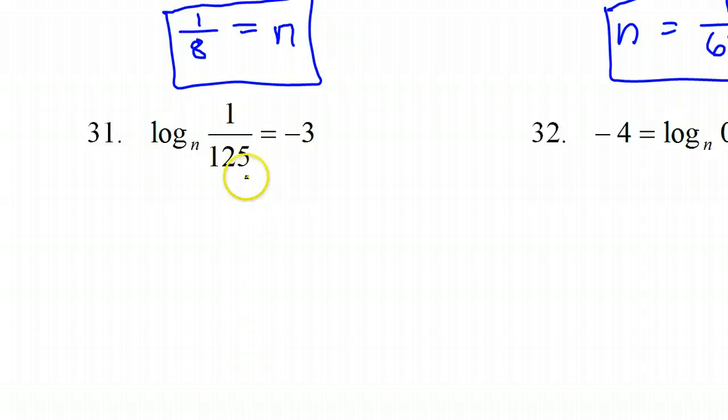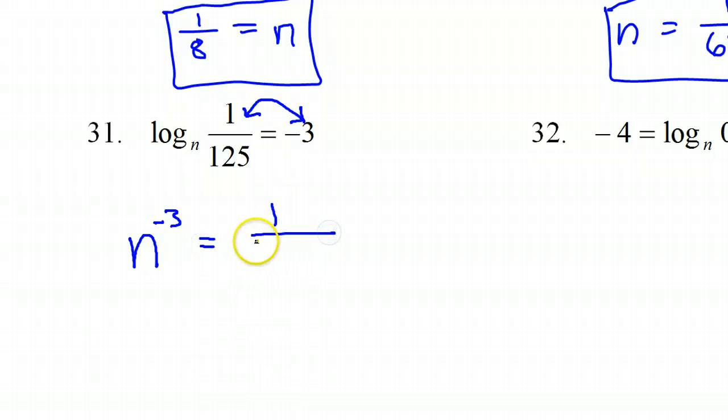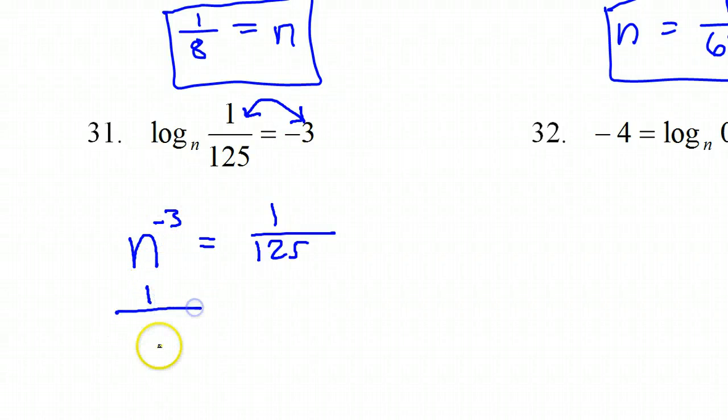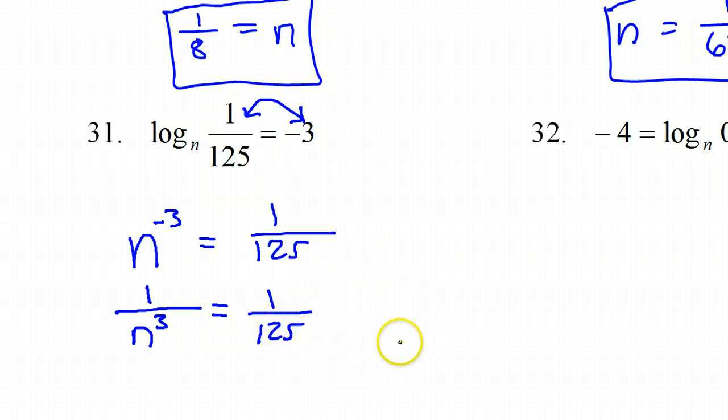Looking kind of ugly. Alright, let's write it in the other form though. So start with your base. So the base is n, so I just drop that straight down. These two guys are going to switch places. So I'm going to have n to the negative 3 power is equal to 1 over 125. It'll make me feel better if I make these look more the same. So that negative 3 power, that drops you down to the denominator. So this would be like having 1 over n to the positive 3 power. And then 1 over 125.